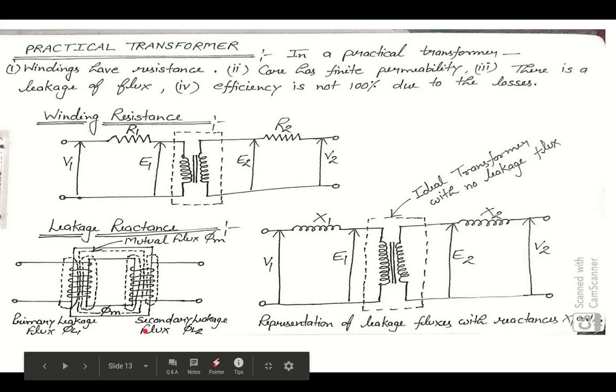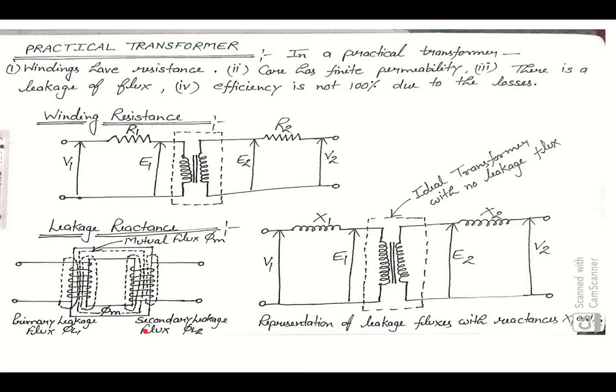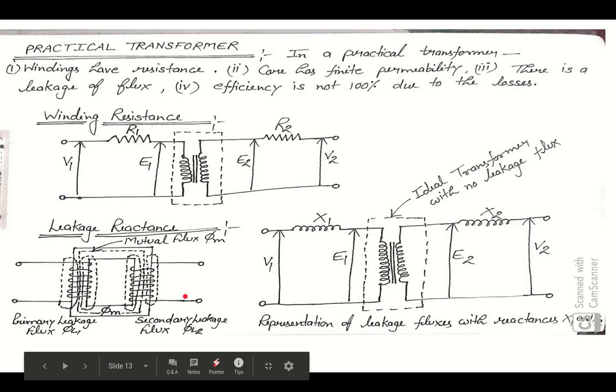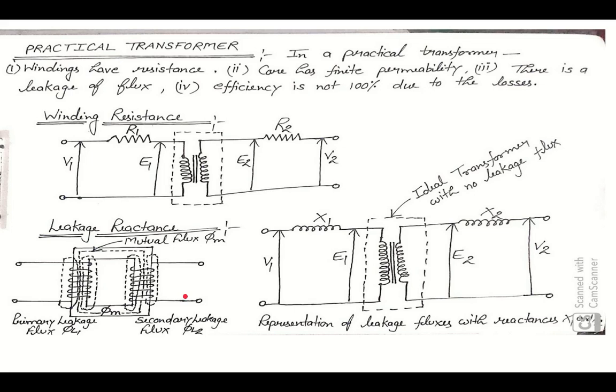Phi L1 and phi L2 are both different from the induced voltages E1 and E2 caused by the mutual flux phi m, as the leakage flux linking with each winding produces a self-induced EMF in that winding. Hence the effect of leakage flux is equivalent to an inductance in series, like this.